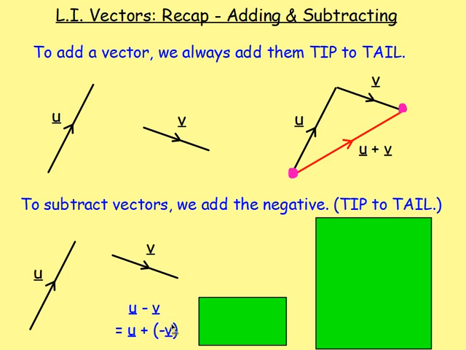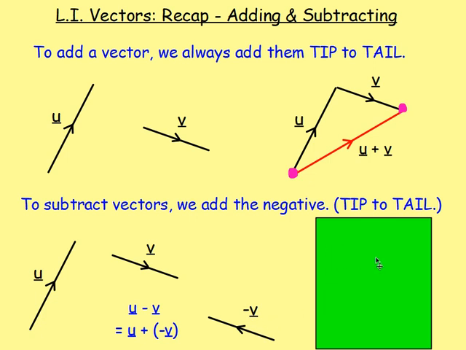And negative v, how would you sketch negative v, Erin? Good. It's going to be parallel, but it's just going in the opposite direction. So the first thing you really want to think is, well, negative v is the same size, but just heading in the opposite direction. So that there is negative v.